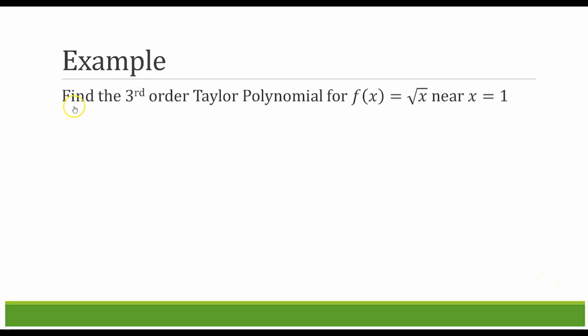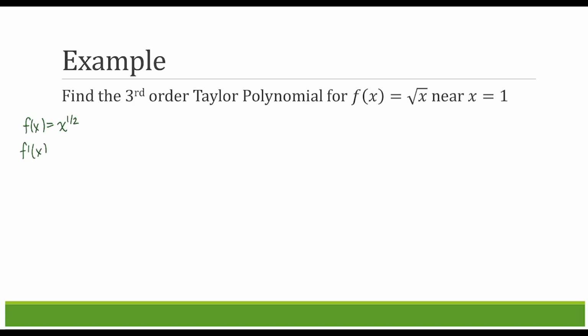In this example, we want to find the third order Taylor polynomial for f of x equals the square root of x near x equals 1. So since we need the third order Taylor polynomial, we're going to need the third derivative of our function, the square root of x, and then we're going to have to substitute in x equals 1 to each of those derivatives. So we'll start by writing f of x is x to the 1/2.